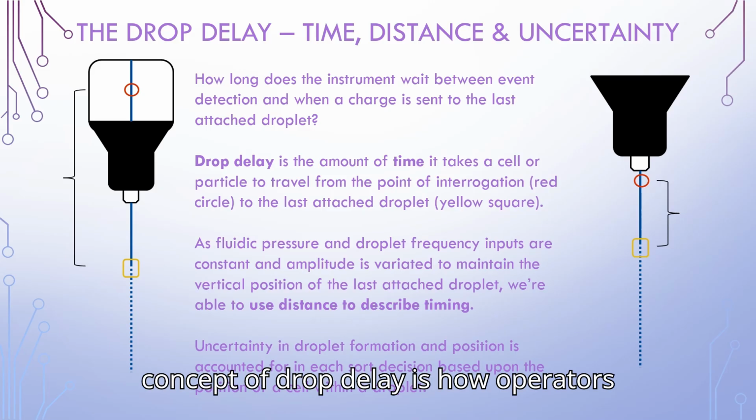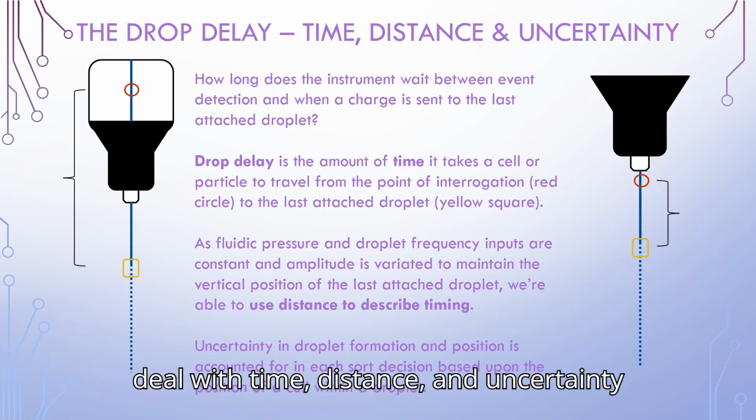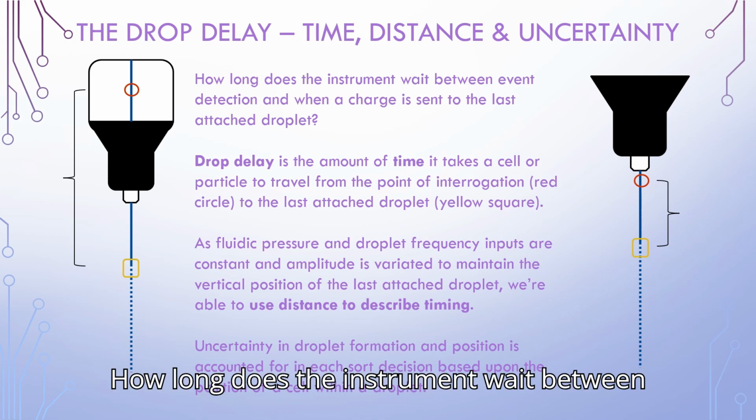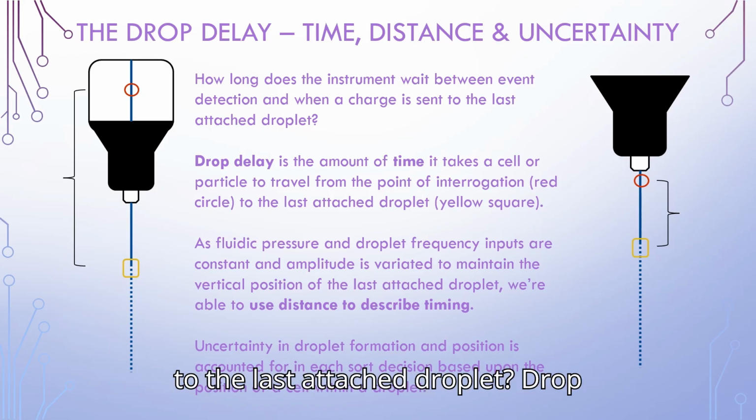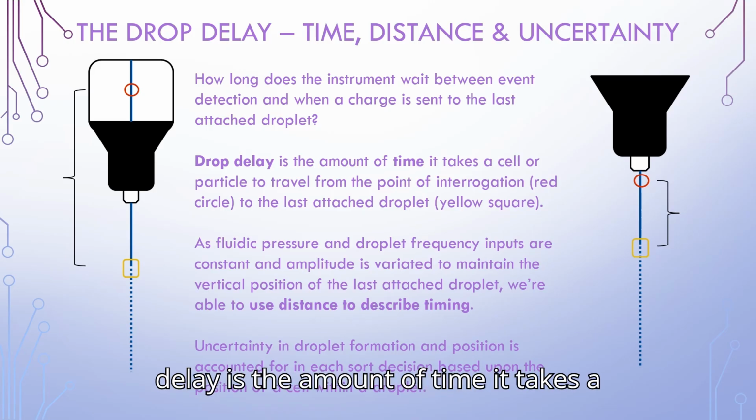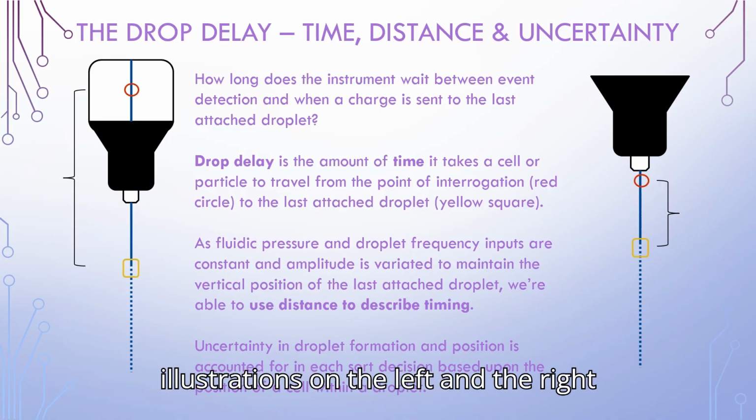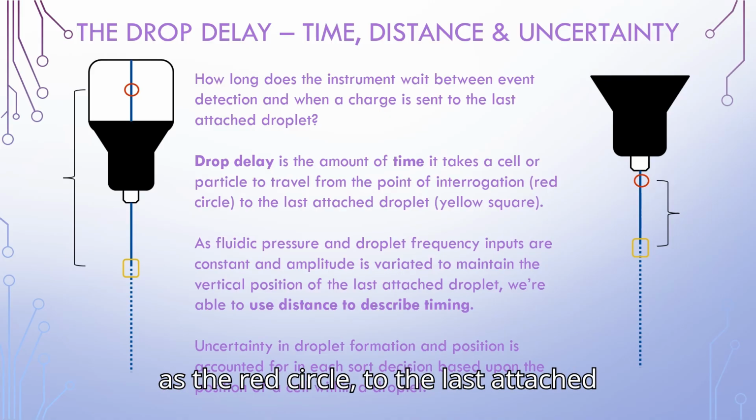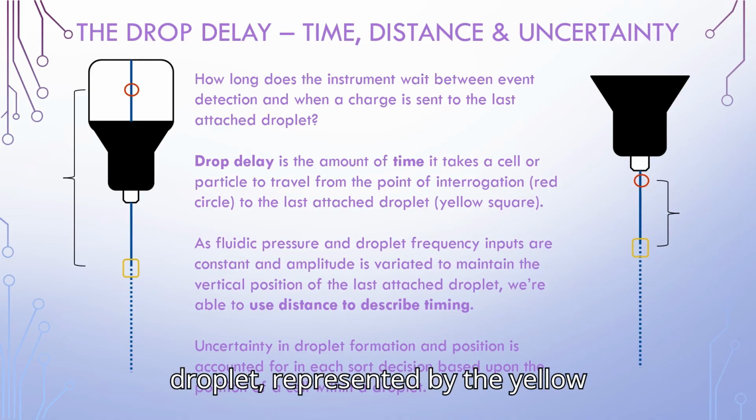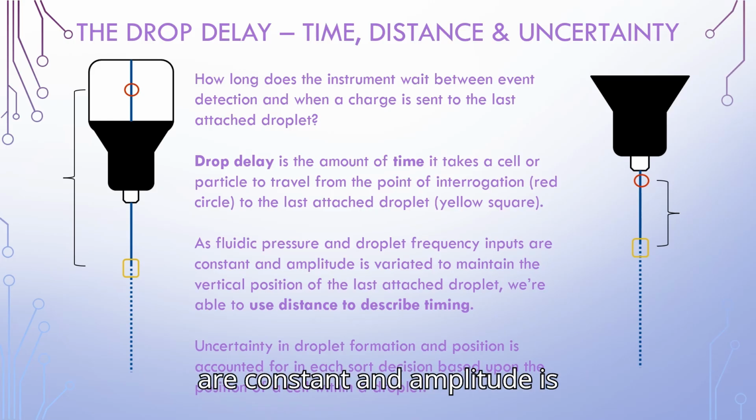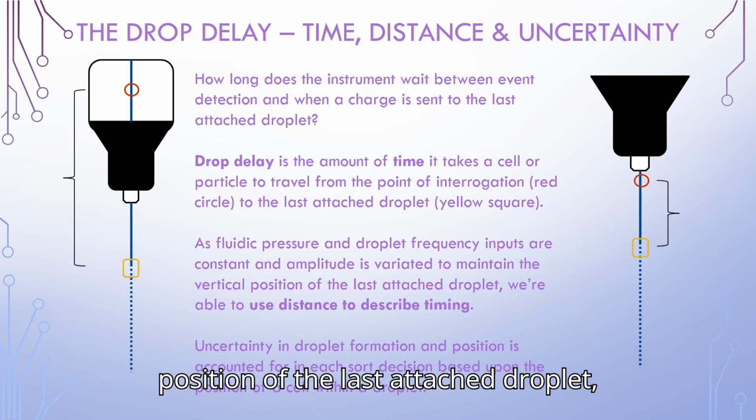The concept of drop delay is how operators deal with time, distance, and uncertainty within a cell sorter. How long does the instrument wait between event detection and when a charge is sent to the last attached droplet? Drop delay is the amount of time it takes a cell or particle to travel from the point of interrogation, seen in the illustrations on the left and the right as the red circle, to the last attached droplet, represented by the yellow square. As fluidic pressure and droplet frequency inputs are constant and amplitude is varied to maintain the vertical position of the last attached droplet, we're able to use distance to describe timing.